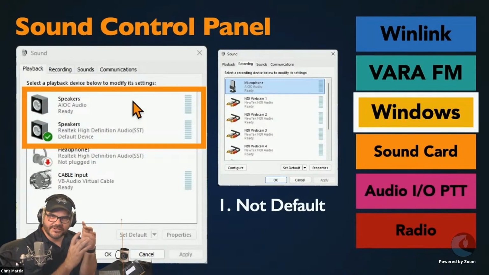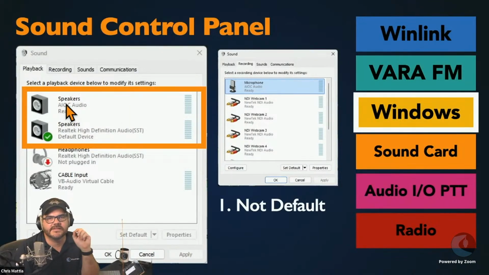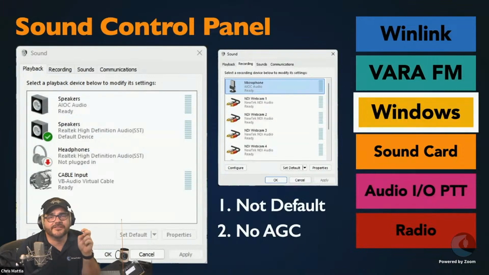Remember when I said what you're selecting in the Vara settings is in the parentheses? Well, here it is right here. So this is the settings for the AIOC, and you can see in gray right here, it says AIOC audio. So that's indicating that is the device that you're looking for. So you want to make sure it is not the default device. The next thing is you want to make sure that there's no AGC. When you go into the playback window, you'll click through each of the different tabs on the properties. You can get into that by just double clicking it and look and see if there's a setting in there for AGC. And if so, make sure that is unchecked.